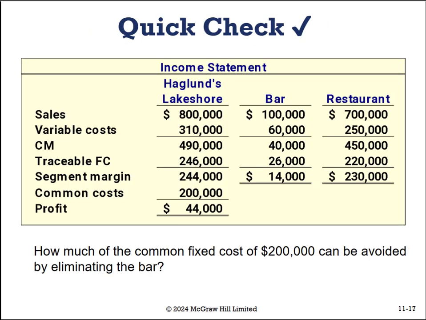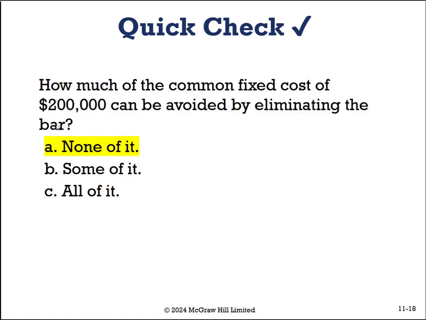Okay, time for a quick check. How much of the common fixed costs of $200,000 can be eliminated by eliminating the bar? So please, friendly reminder to pause this video, give this a think, and then come back and we'll discuss it in the next moment. Welcome back. All right, how much of the common fixed costs of $200,000 can be avoided by eliminating the bar? If you said none of it, you would be correct.